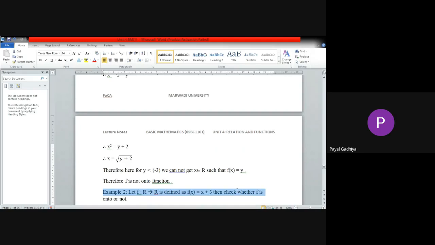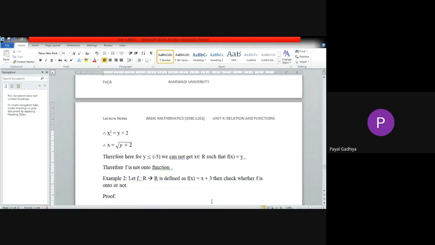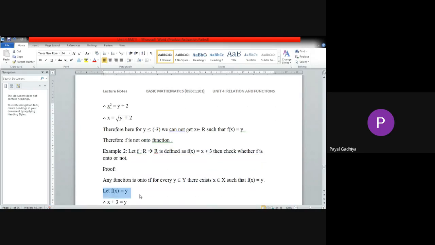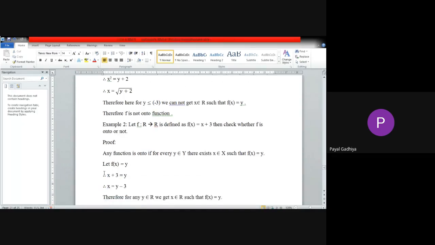So let us check the next example. f(x) equals x plus 3. So we start with f(x) equals y. In place of f(x), I will write x plus 3, so x plus 3 equals y. Now I want to put this x alone, so I will take 3 over here. So x equals y minus 3. Now I will take any real number in place of y. Then a real number minus 3 will be a real number only.